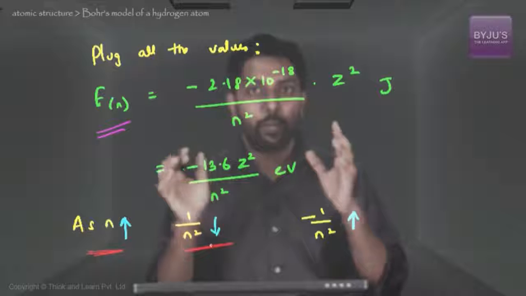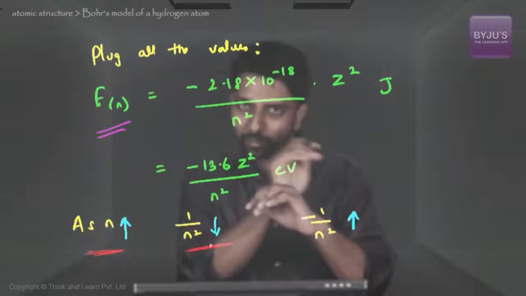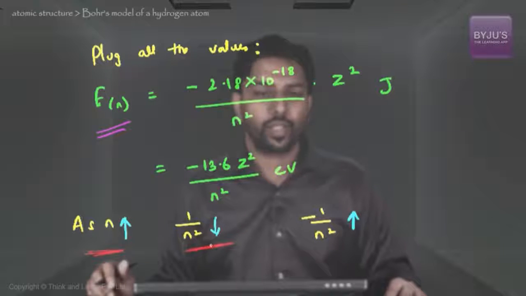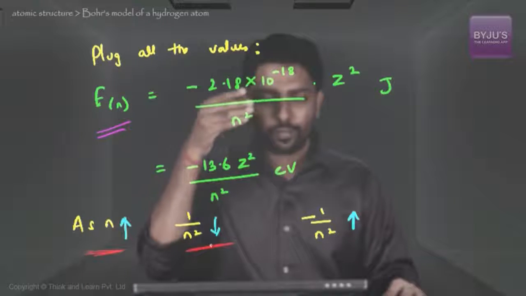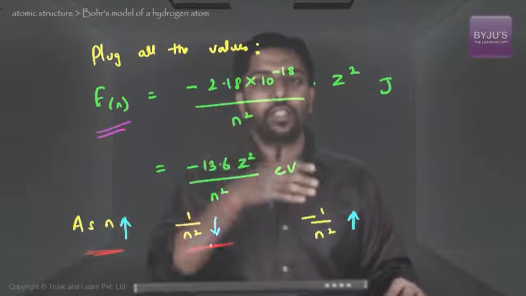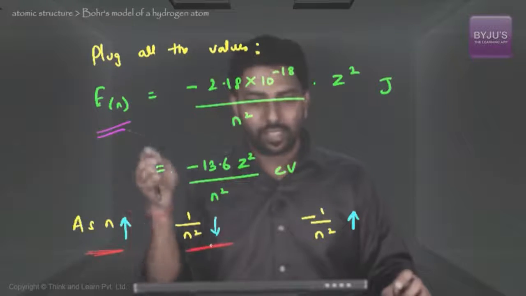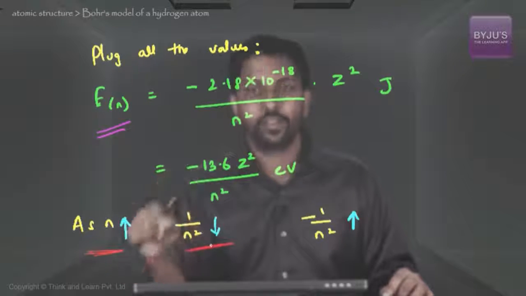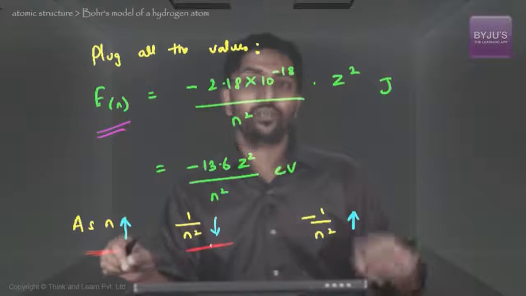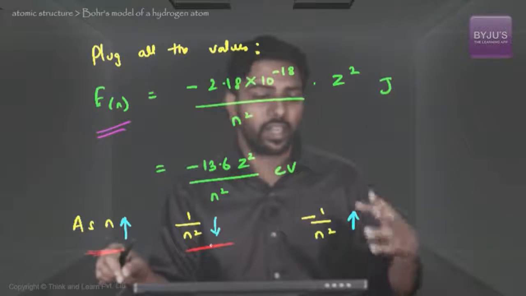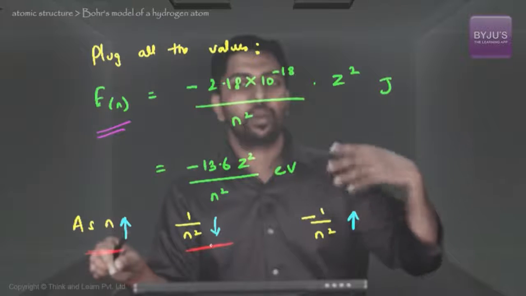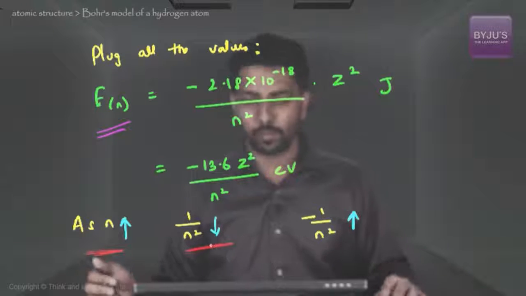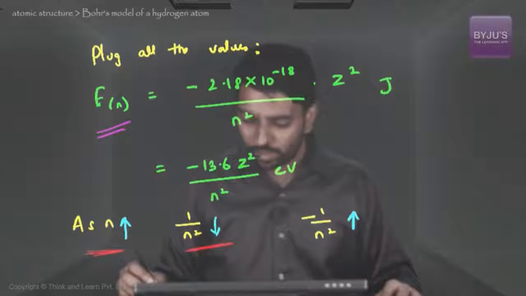Since the whole of 1 by n squared is decreasing, the negative of that is going to increase, is it not? Correct? So think of it like this: 5, 4, 3, 2 and 1, it is decreasing. But if you put a negative value there, it is going to increase. Negative 5 is lesser than negative 4. Negative 4 is further lesser than negative 3. Negative 3 is smaller than negative 2. Negative 2 is smaller than negative 1, which is again smaller than 0 and so on. So that is a very simple mathematical way to look at the energy.